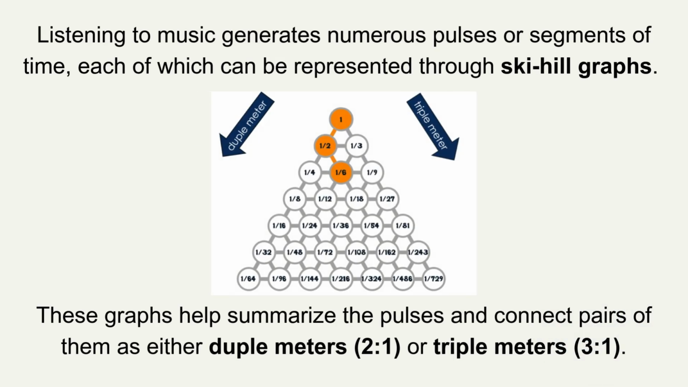Listening to music generates numerous pulses or segments of time, each of which can be represented through ski hill graphs. These graphs help summarize the pulses and connect pairs of them as either duple meters, 2 to 1, or triple meters, 3 to 1.